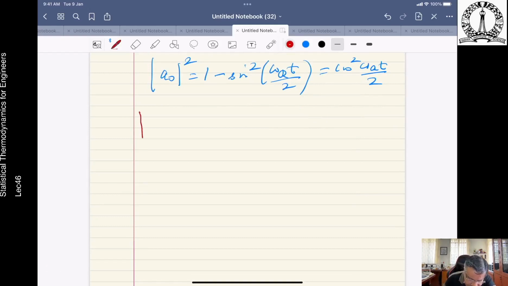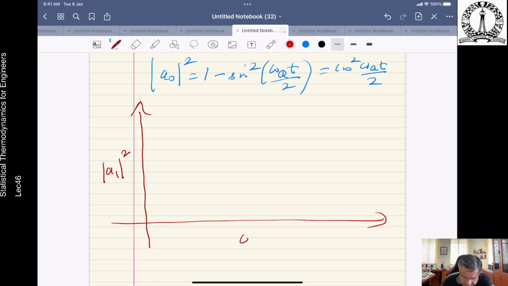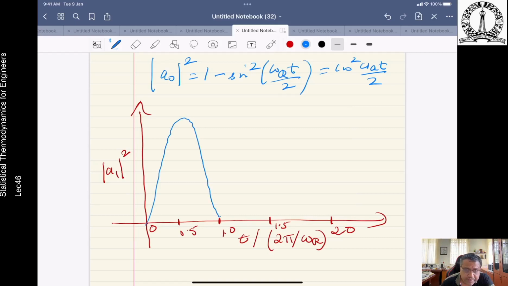Now the transition probability A1 square can be plotted for two or three different detuning frequencies. So let us draw that. This axis has A1 square, and this is t divided by 2 pi over omega r, with values 0.5, 1, 1.5 and 2. When the detuning frequency is zero, the curve looks like this.